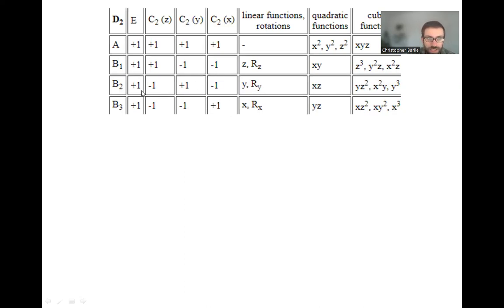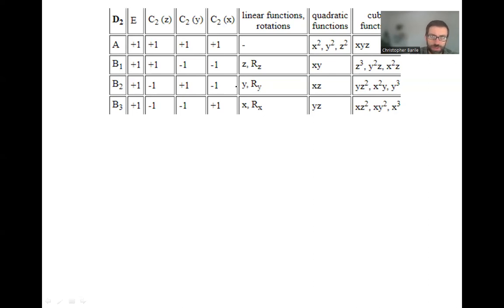But you can see that they called it B1 through B3. So Mulliken symbol rules here for this sort of strange point group with 3 C2s aren't really well defined. But what we can also do here is just go through how these different functions, at least x, y, and z, transform, to show you where that comes from.